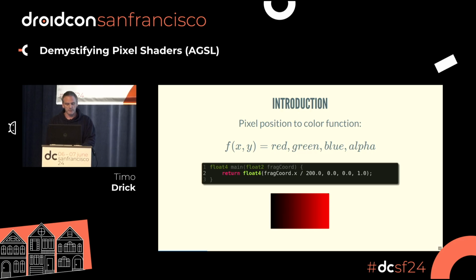When we, for example, now, let's assume the canvas is 200 pixels in width. And when we now divide our pixel position by 200, then we get a linear gradient from 0 to 1, from left to right, as you can see here.